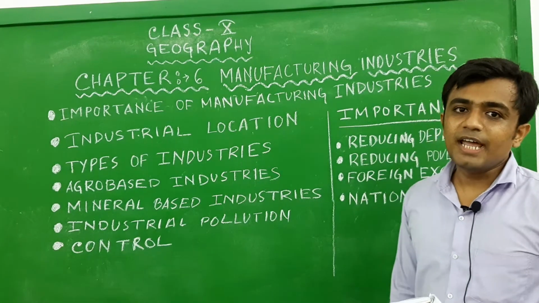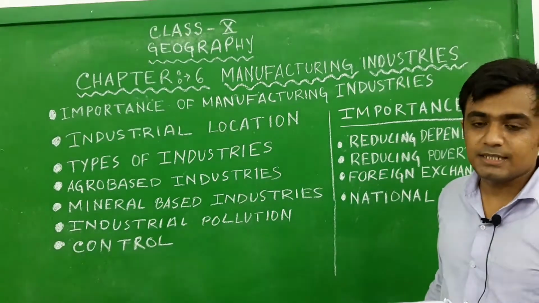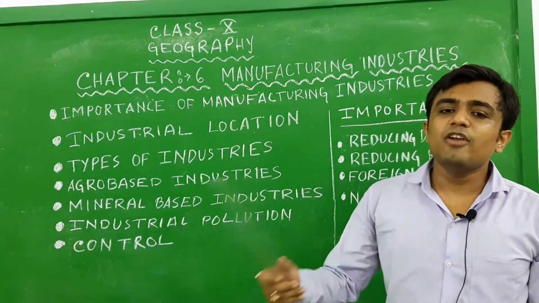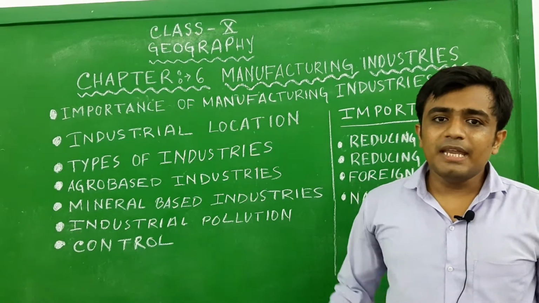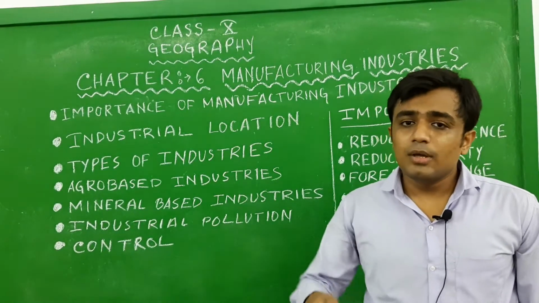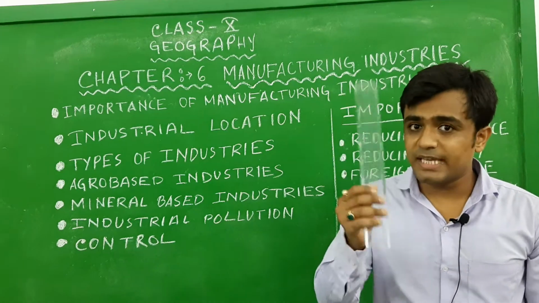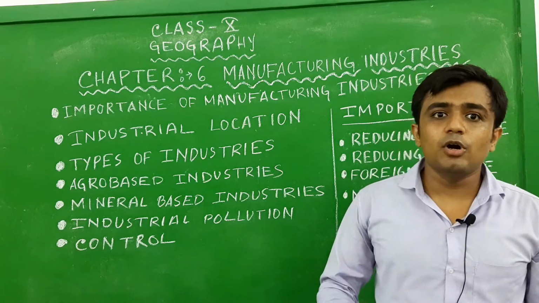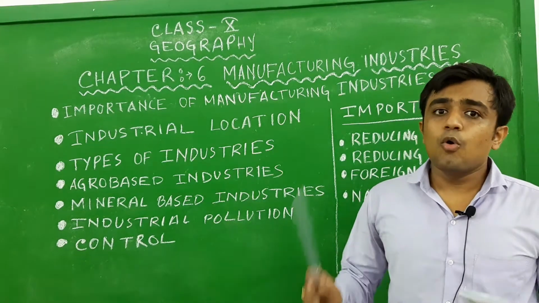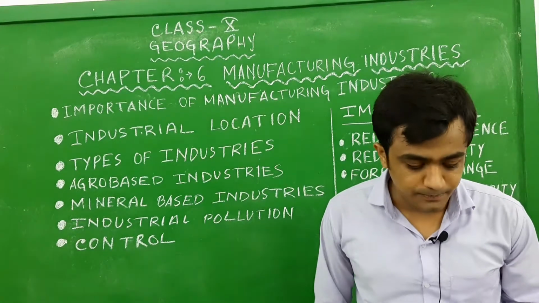Class 10. Today I am going to teach you chapter 6, manufacturing industry. Our life is full of manufactured products. Like in the morning we use toothpaste, toothbrush. Those are manufactured products. We use paper, pencil, scale, even mobiles, laptops, computers, all are manufactured products. So what is the exact definition of manufactured products or manufacturing?